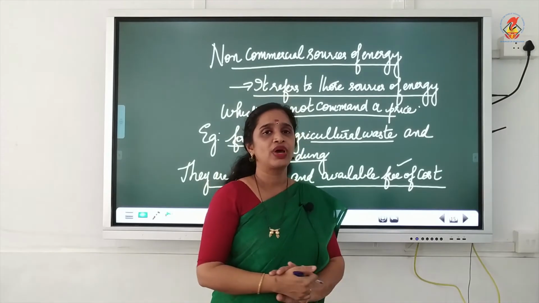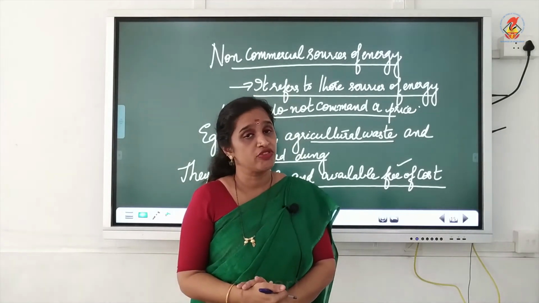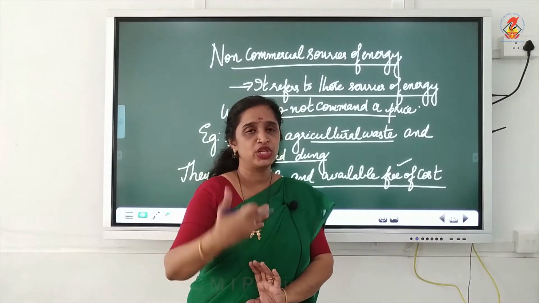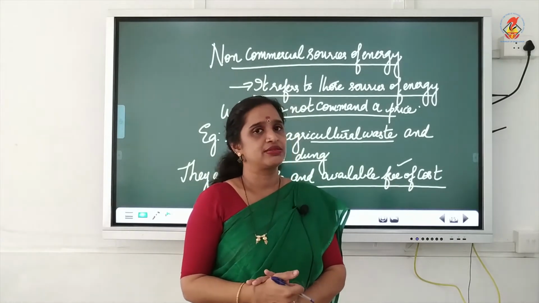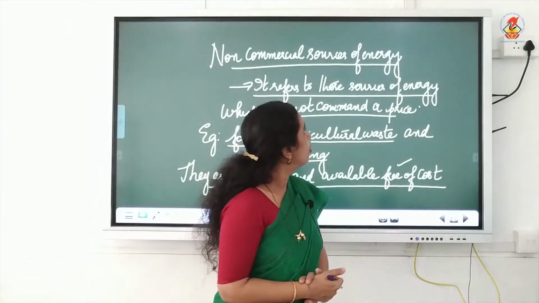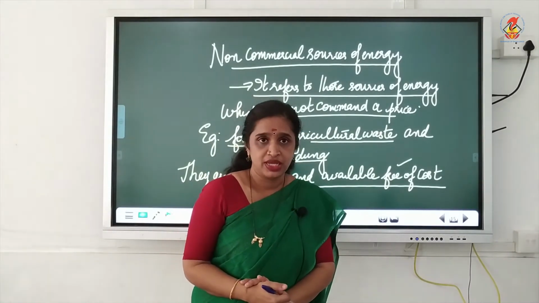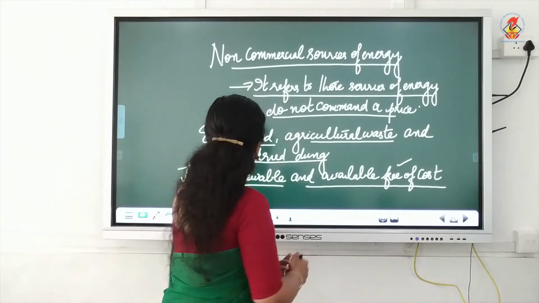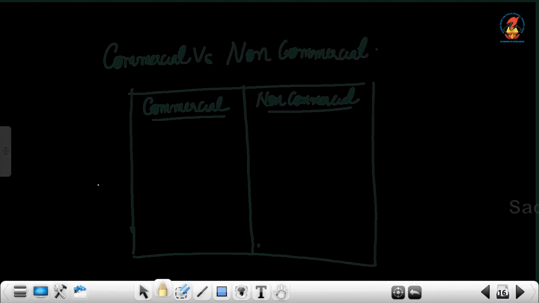In class 10 you have learned about the difference between renewable and non-renewable resources. Renewable resource means what? They can be renewed and used again and again. Non-renewable, once it is used, it will get exhausted, isn't it? Now non-commercial sources of energy, they will not command a price, they are available free of cost. Okay, examples are firewood, agricultural waste, and dried dung.